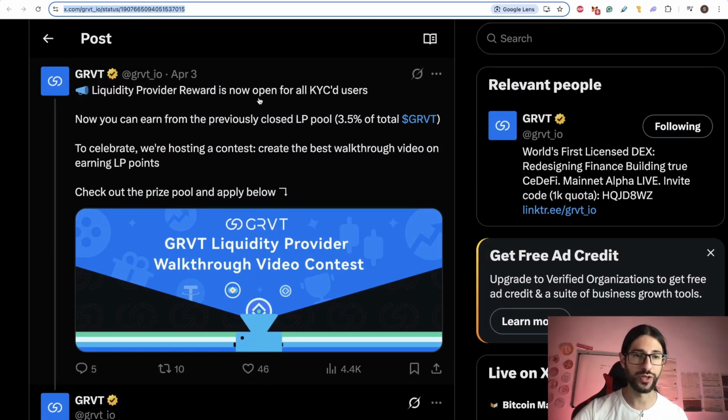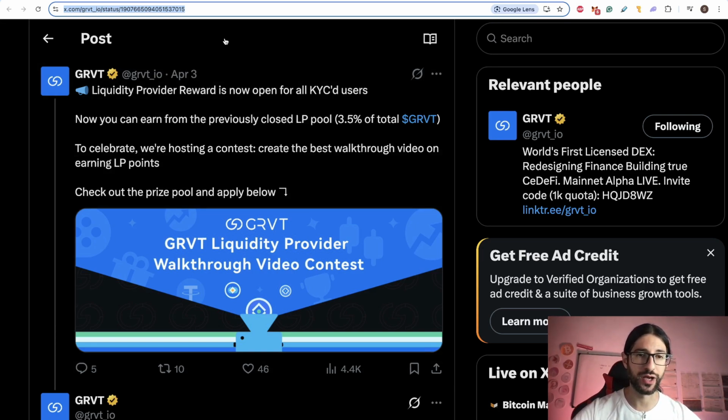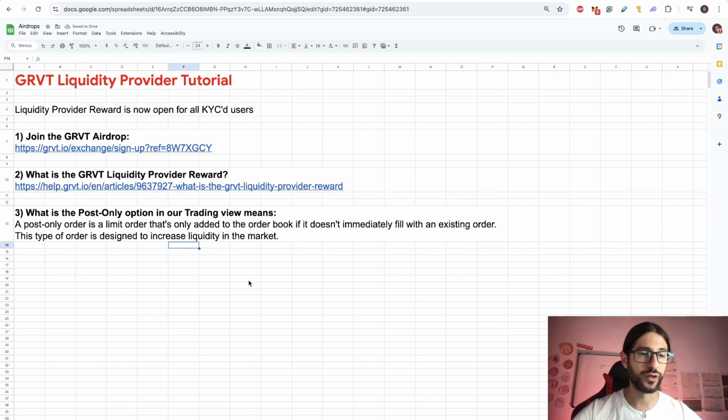But now let's go and check how you can participate in these Liquidity Provider points for the airdrop of GRVT. Now, first of all, if you didn't start to do the airdrop for GRVT, here is my referral link. This will give you also some points if you are joining for the first time. You will need to do KYC in order to provide liquidity points.